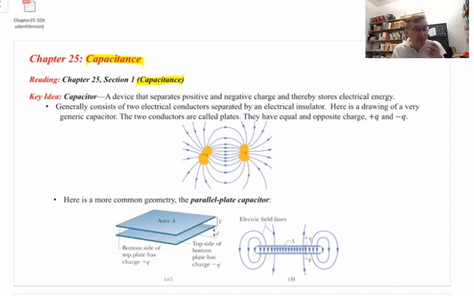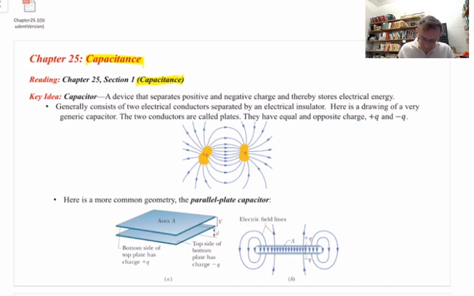So let's just start with a key idea, meaning a basic description of what a device called a capacitor is. We're talking in this chapter about a device called a capacitor, and one of its properties, the one we're going to focus on, is called capacitance. I put those intentional emphases on the two words to make clear there's the actual physical object, capacitor, and it has a property called capacitance. So what is a capacitor?